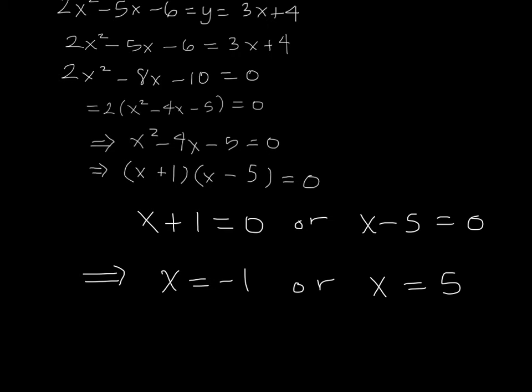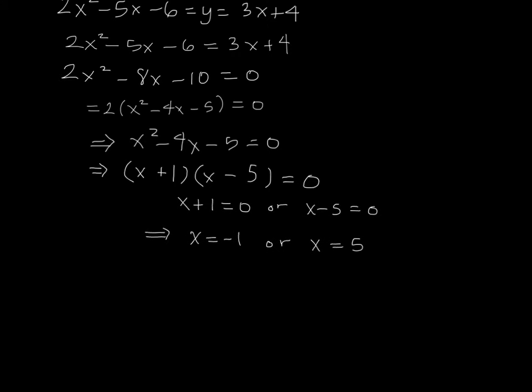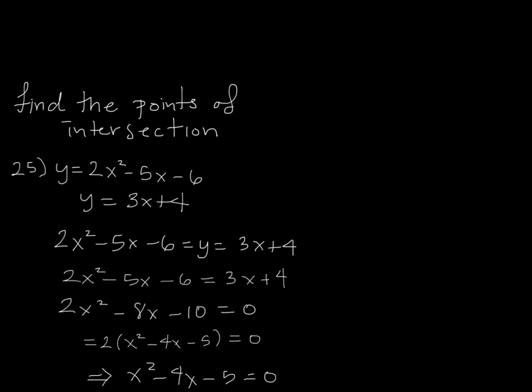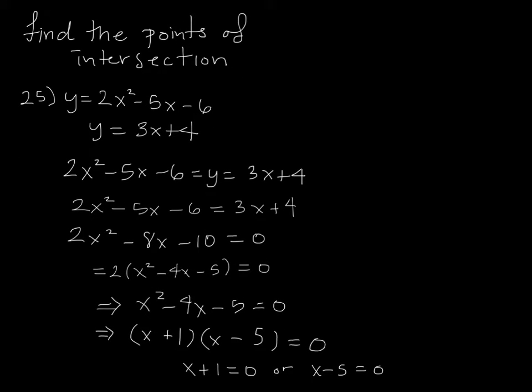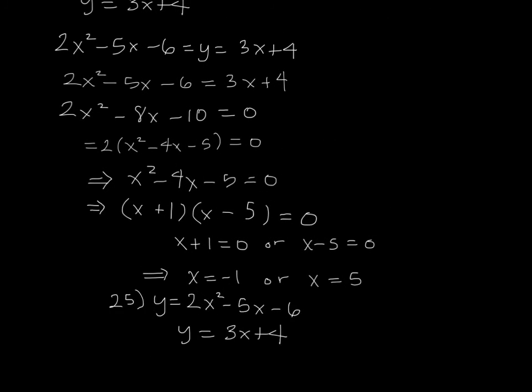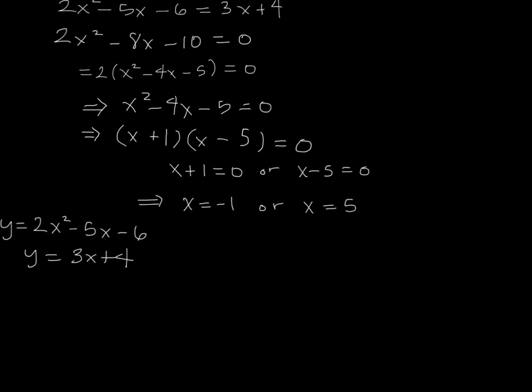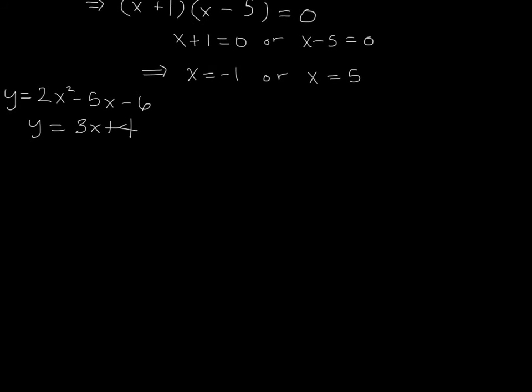Now the question asks for the points of intersection, and we only have the x values of the points. So I must take these x values and put them back in the original function, which is here. I can choose which of the two functions to plug these x values back into, because they should both output the same y value. So because it's easier, I'm going to plug the x values into the second function.